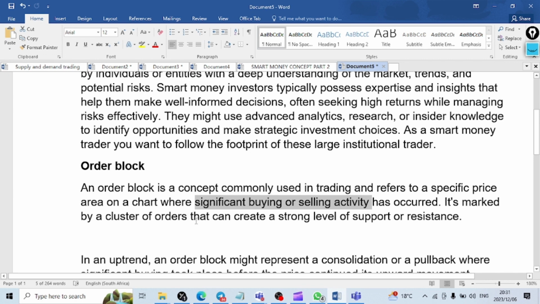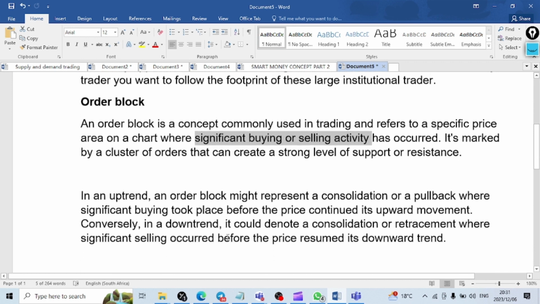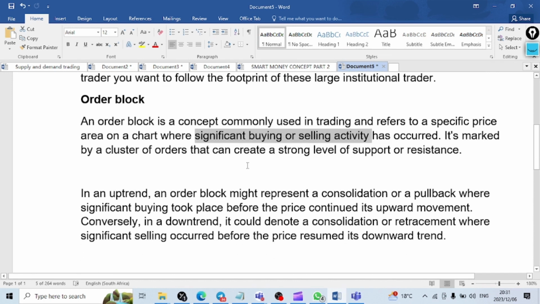It's marked by a class of orders that create a strong level of support and resistance. We'll also talk about why price will normally come back to that area where there's been significant buying or selling activity.